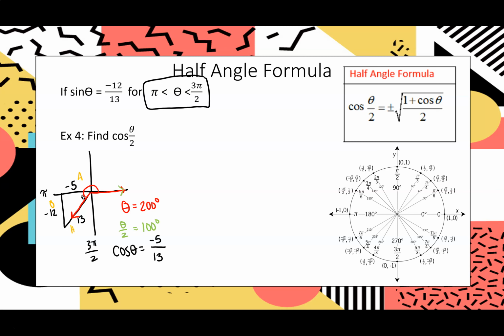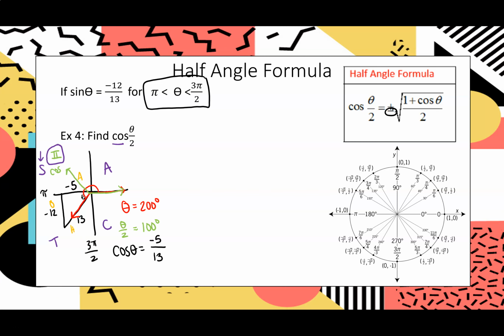Well, where's 100 degrees located? It's located in the second quadrant because it's bigger than 90. So we know that we're going to be in the second quadrant for cosine. Is that going to be positive or negative? Well, all students take calculus. If we're in the second quadrant for cosine, and only sine is positive in the second quadrant, we know that our answer is going to be negative here. So I have to choose the negative when I'm doing this formula.